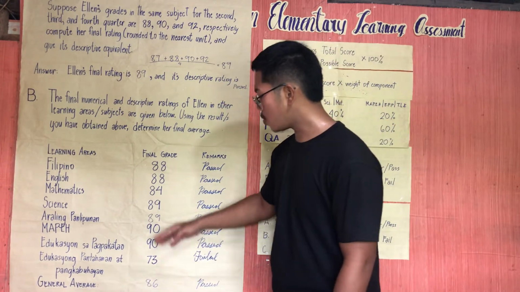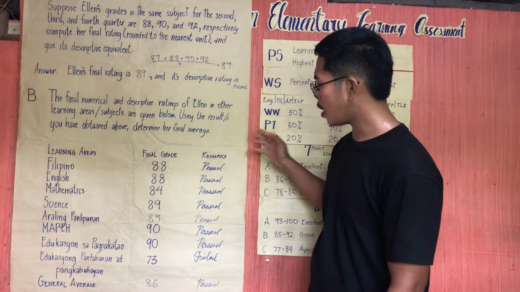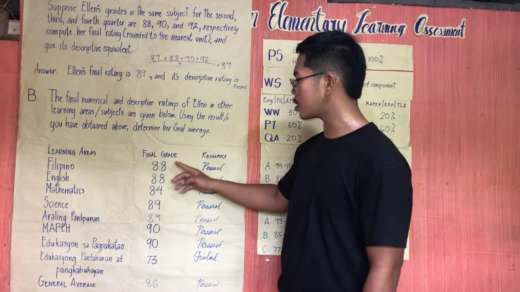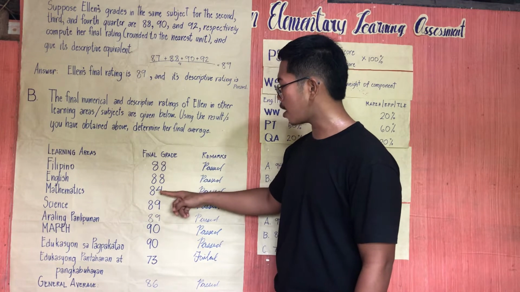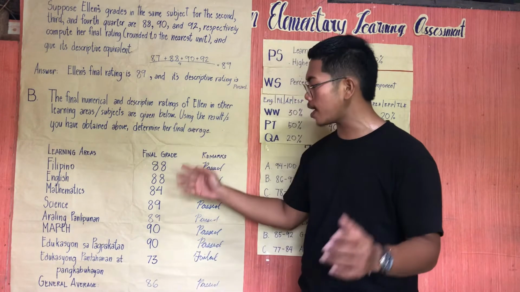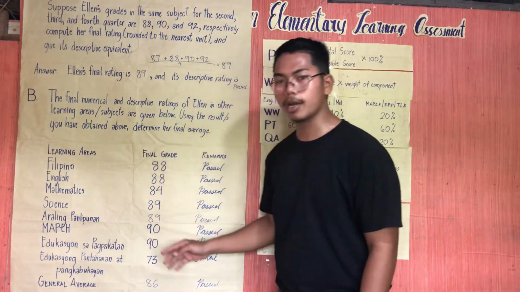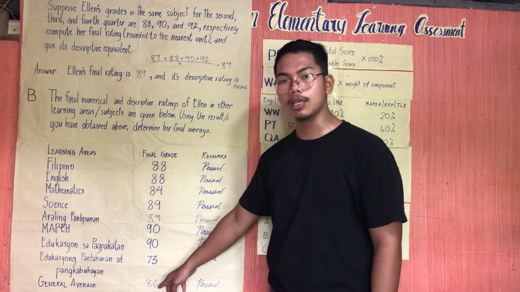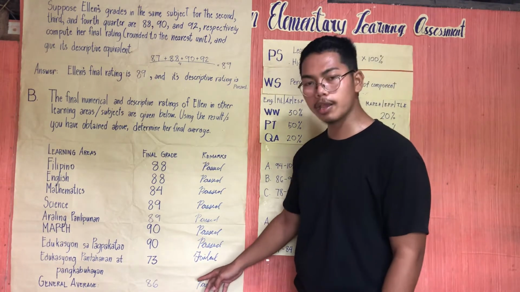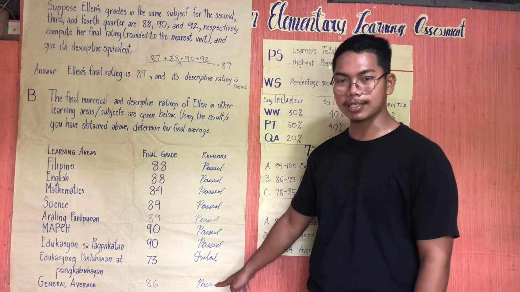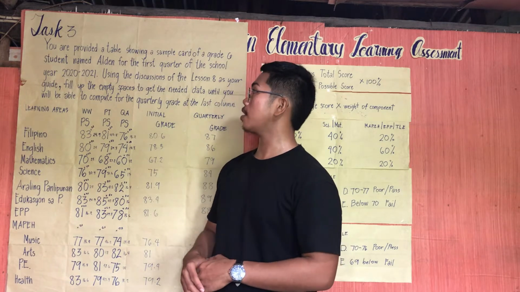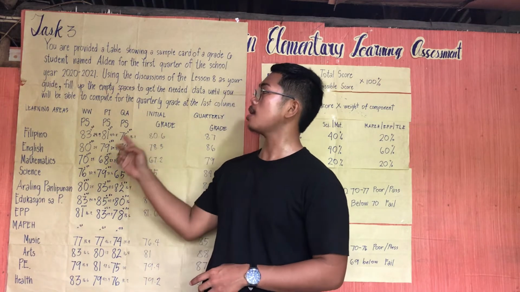Okay? And so, we add up all the grades of Ellen: 88, 88, 84, 89, 89, 90, 90, 73, divided by all the subjects, there are 7, which equals 86. And her remark is passed.